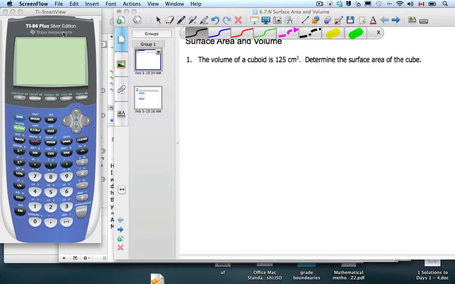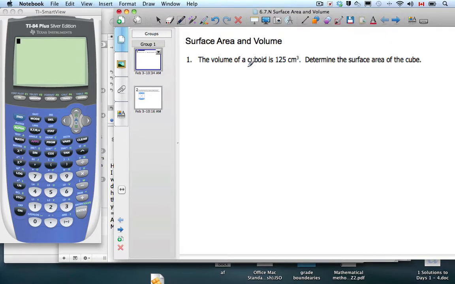We're talking the volume of a cuboid is 125 centimeters cubed. All right, well, first we have to know what a cuboid is.